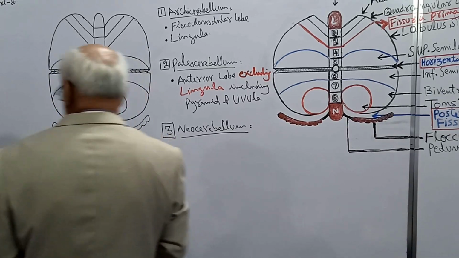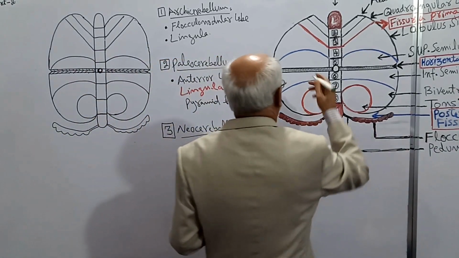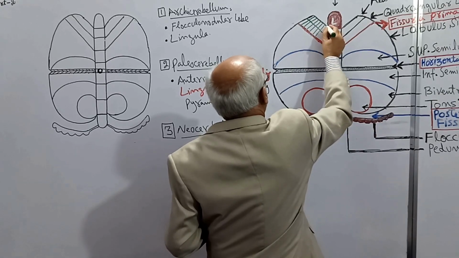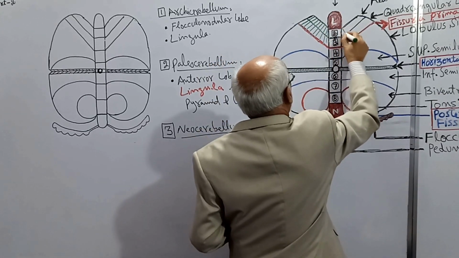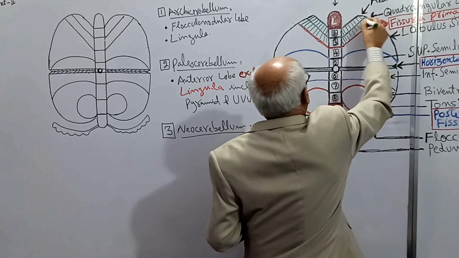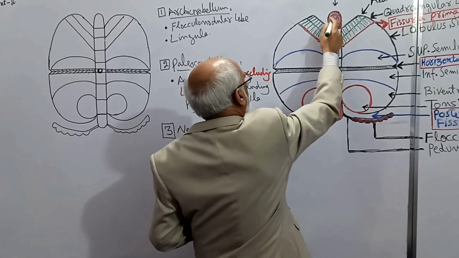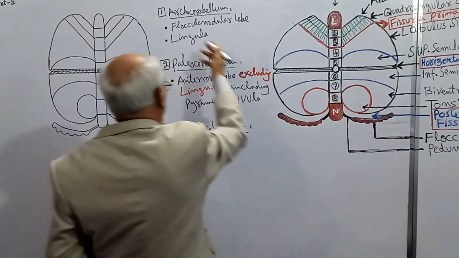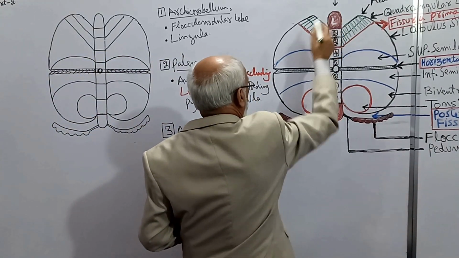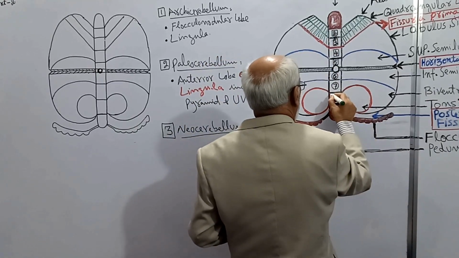These are the parts of the paleocerebellum. Now, what are these? The anterior lobe of the cerebellum, but excluding the lingula, because the lingula is included in the archicerebellum. Now, apart from the anterior lobe excluding the lingula, we also include the pyramid and uvula.